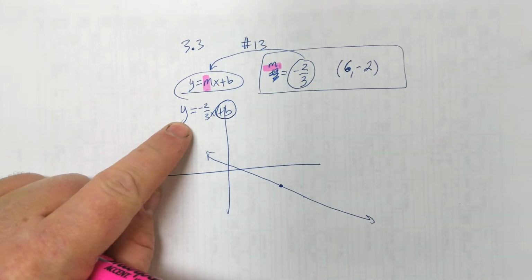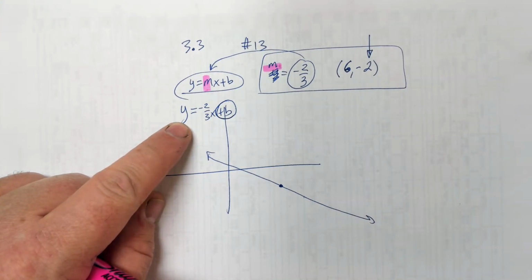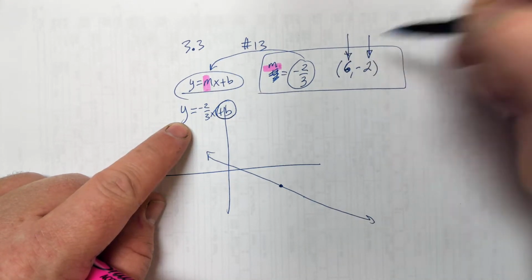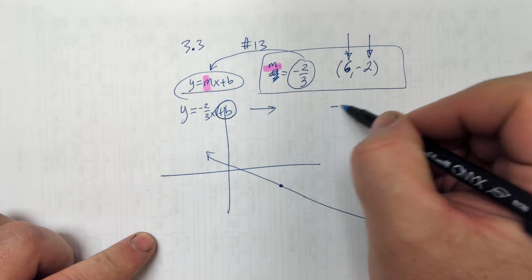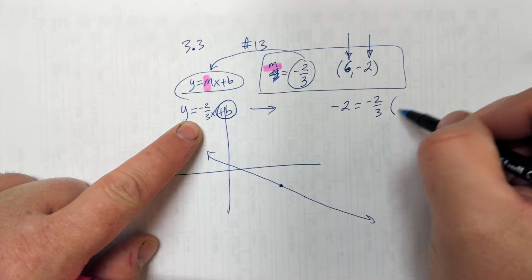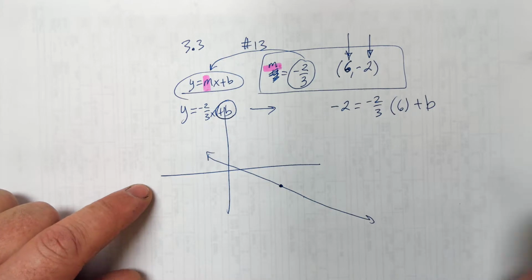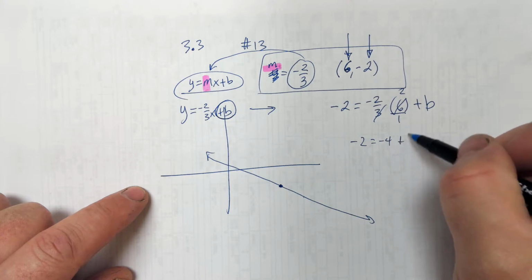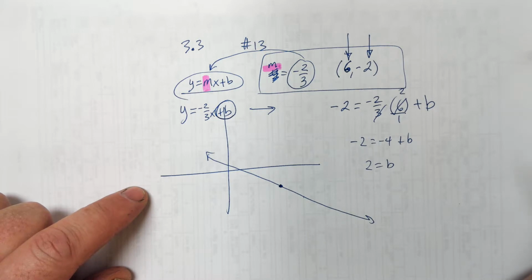Hey, what's y? That's right. And what's x? When y is negative 2, what's x? Here's what you're going to do. Y is negative 2, so I'll do it over here so there's more room. So y is negative 2. The slope is negative 2/3. X is 6, and you got to solve for b. That's it. Multiply, reduce, right? Put a 1 under it. That's negative 2 equals negative 4 plus b. So b is 2. So then your answer?